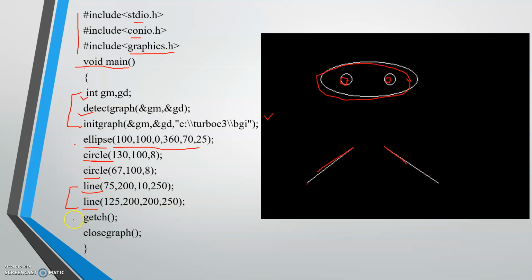Then next we are doing getch. And then we are closing the graph by using the closegraph function. Then we close the parenthesis which was opened for the void main function. You can see this will be the output for this particular image.